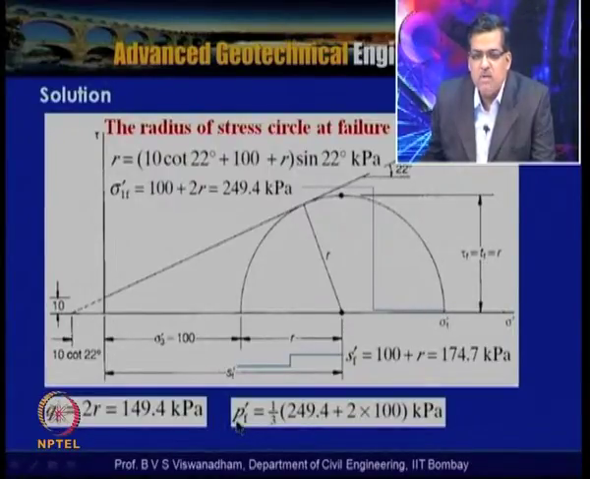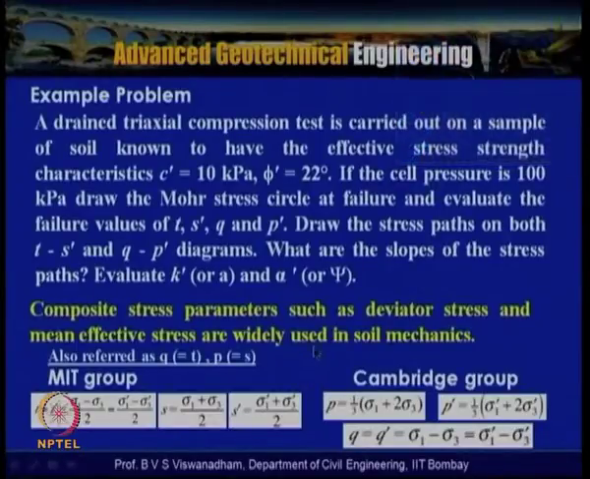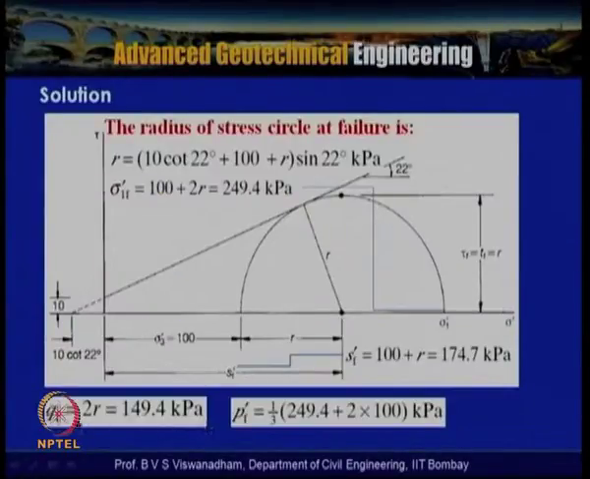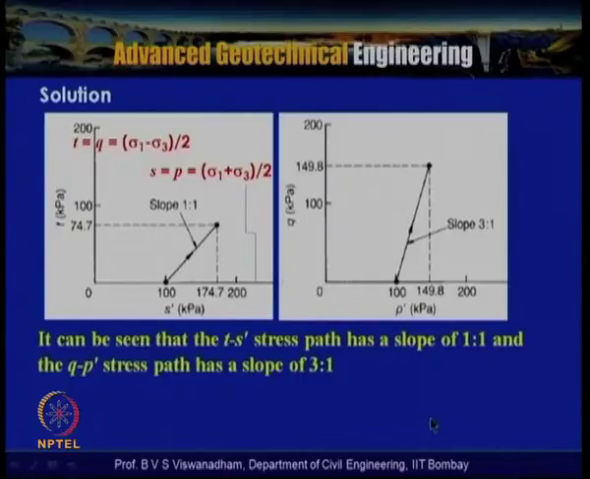So according to the problem, we have been asked to determine q dash and p dash, that is according to the Cambridge group. We have determined like this: q f is equal to sigma 1 minus sigma 3, and p dash f is equal to 1/3 of sigma 1 dash f. Sigma 1 dash f is nothing but 100 plus 2r, so this is this point, plus 2 into 100, we got this one.